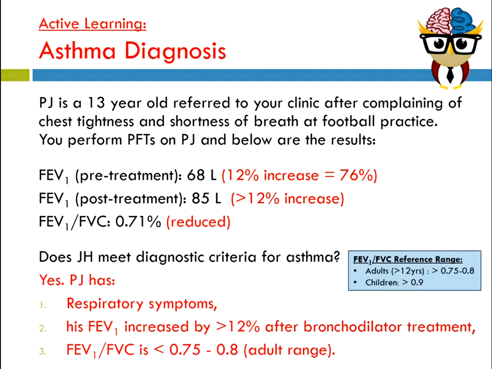So we have these reference ranges. He has symptoms. His FEV1 increased by 12%. The ratio is less than 0.75. He's 13. Remember that asthma adults are 12 and older. Also use the cheat code, when I give you the reference range that says adults greater than 12 years. Make sense?